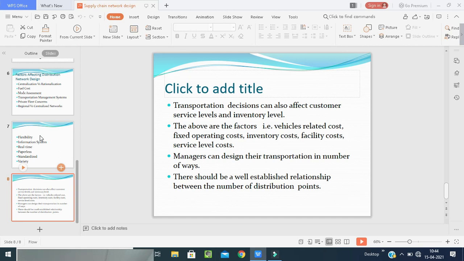The manager can design their transportation in a number of ways. Now there should be a well-established relationship between the number of distribution points. In each and every distribution point with the manager, a good relationship should be maintained between the two parties. Then only can the business run smoothly and quickly and reach its effective goal within a short span of time. So these are the things where the supply chain network design comes in.